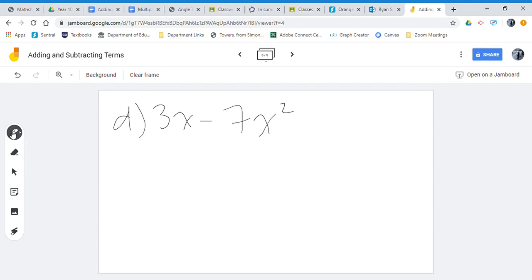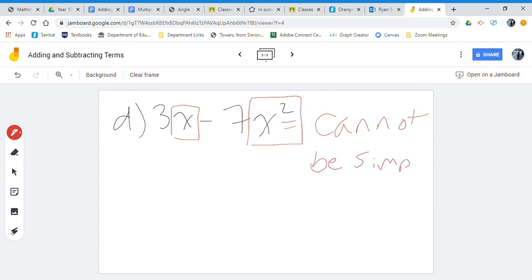Can we simplify 3x minus 7x squared? So are our pronumerals the exact same? They are not, because we have a different power for our second term, and so this cannot be simplified. D, sorry about that, cannot be simplified.